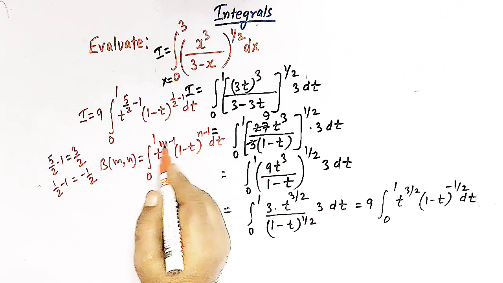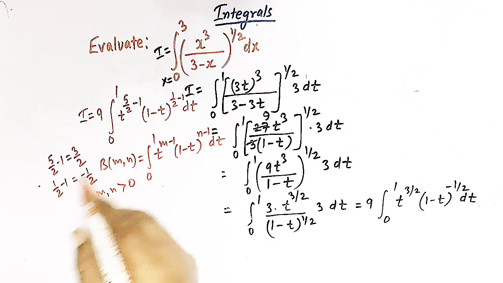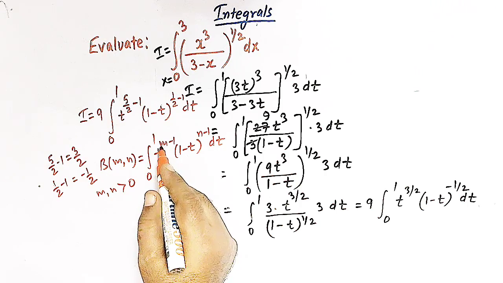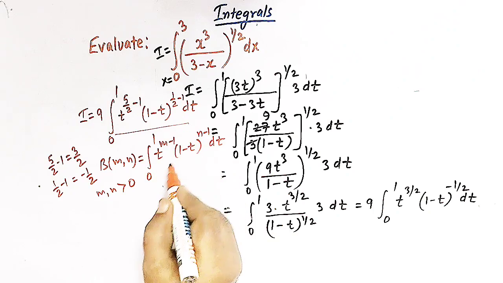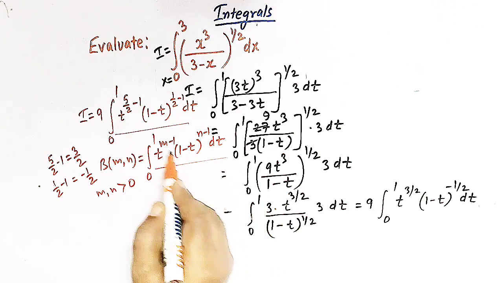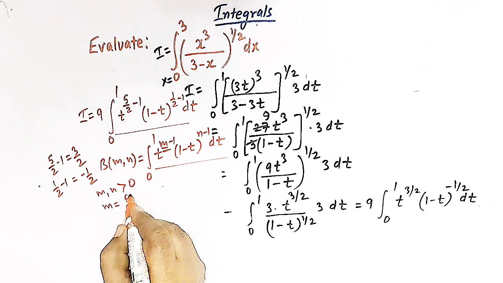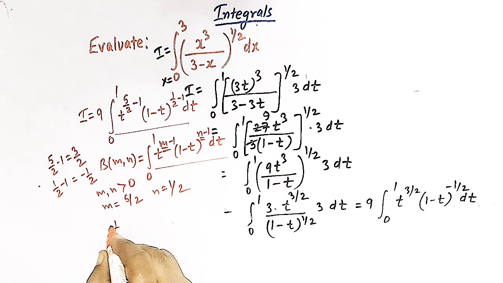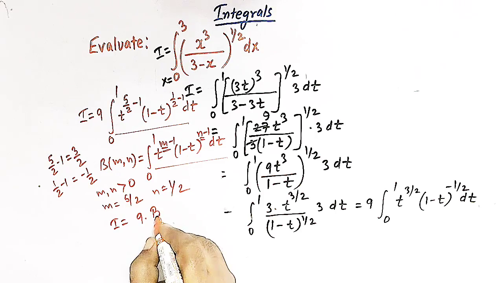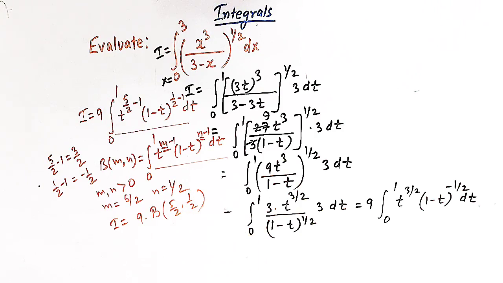So for the positive numbers, that is m and n greater than 0, the beta function, which is also known as Euler's first integral, is given by 0 to 1 t raised to m minus 1, 1 minus t raised to n minus 1 dt. So this integral is similar to this one. And if we compare these two integrals, then we can easily find that m is given by 5 by 2 and n is given by half. So we can now write I is equal to 9 times the beta function, that is beta of 5 by 2 comma half.